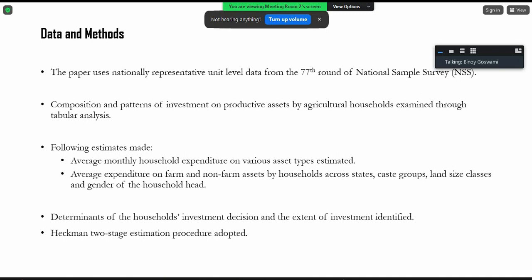Now, here we apply the Heckman two-stage estimation procedure because we assume that the investment decisions are taken sequentially. Since I look at the net investment, we found, as you will see in the subsequent slides, that 75% of the households invested in terms of net investment, whereas for 25% of the households net investment was zero, which means not all households invested. So our assumption is that first a household will take the decision whether to invest or not, and subsequently, it will decide how much to invest. Therefore, we apply the Heckman two-stage estimation process in this case.